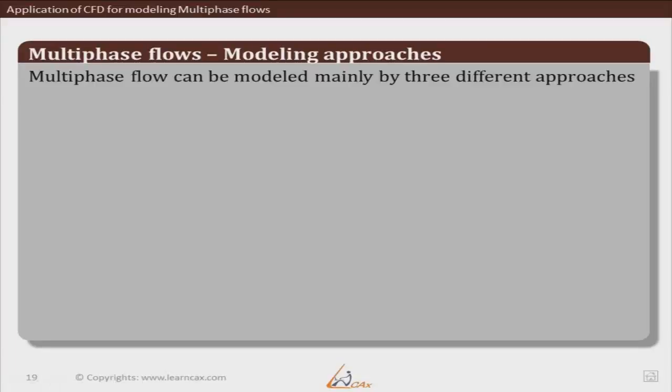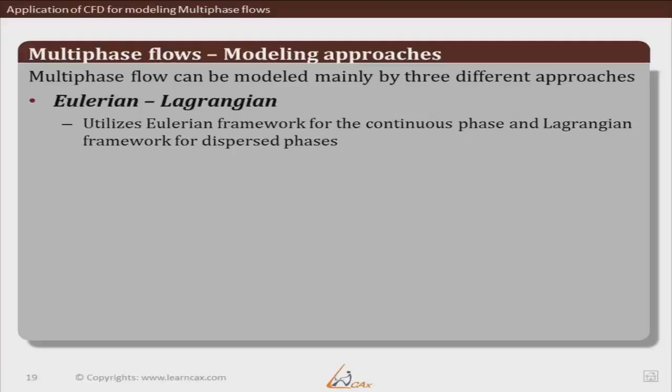Multiphase flow can be mainly modeled by three different approaches. First among them is the Eulerian-Lagrangian approach. This approach utilizes the Eulerian framework for the continuous phase and the Lagrangian framework for the discrete or dispersed phase. What this means is, for the continuous or primary phase, the governing equations that we just discussed for the single phase are solved, whereas for the secondary phase we just solve the equation of motion.